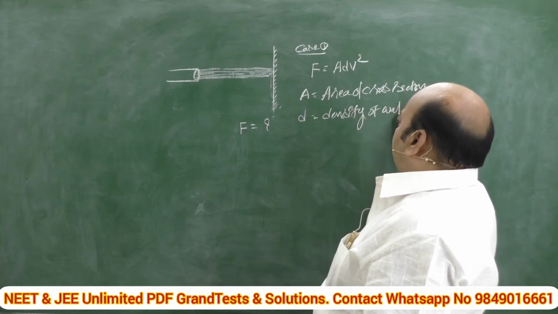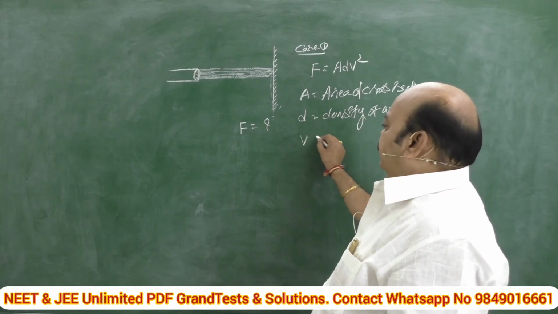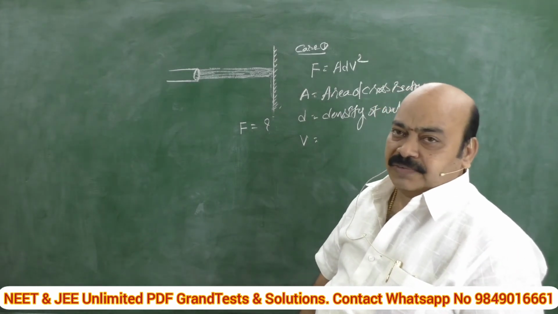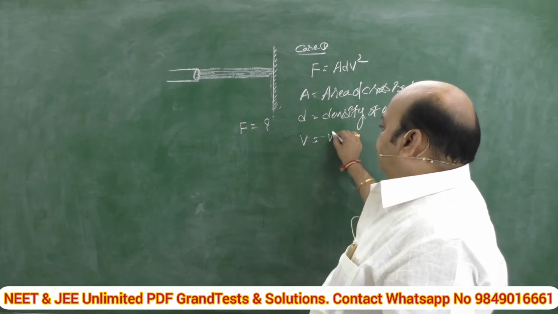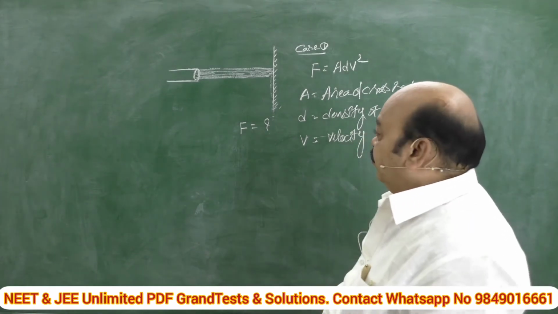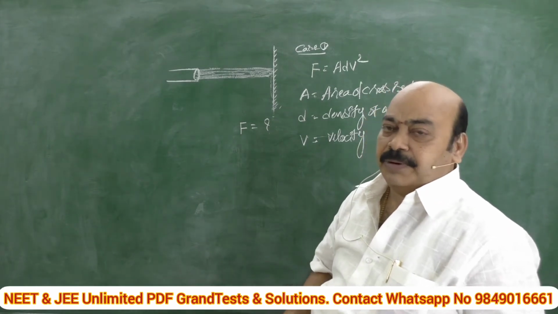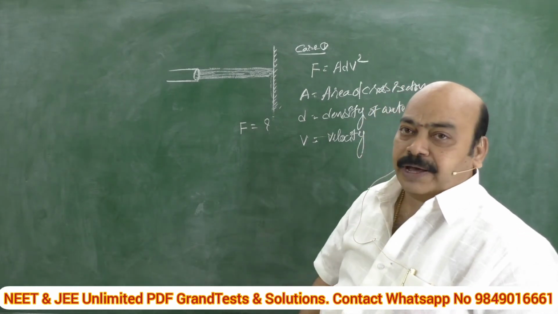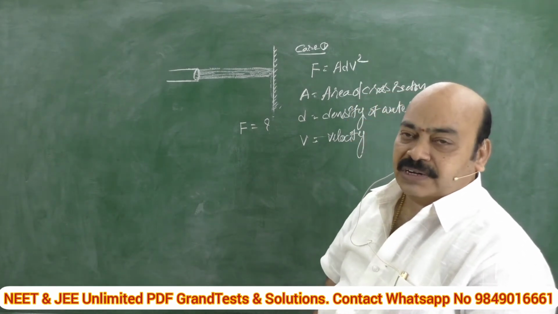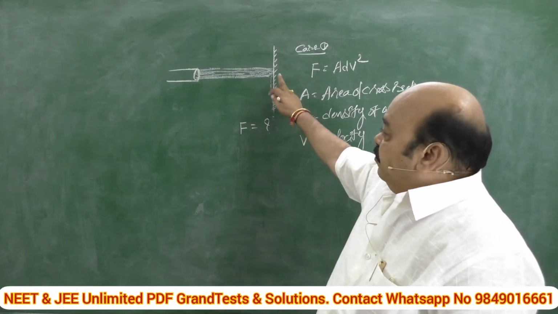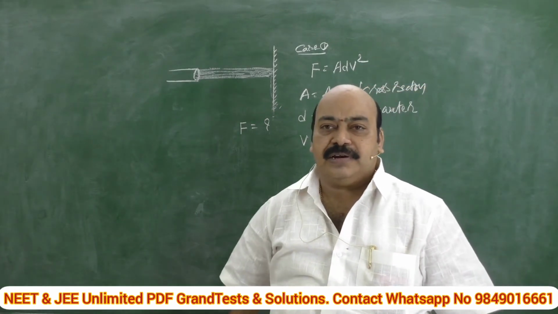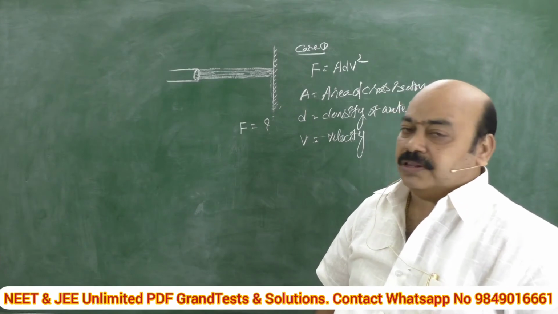Density of water, and V is the velocity of the jet. Water rushes out with a certain velocity, where V is the velocity of water with which water strikes the wall. This is the parameter. Once again I am repeating, when a hose pipe delivering water with a certain velocity is directed towards a vertical rigid wall and the water falls down after hitting the wall, what is the force exerted by the water jet on the wall?